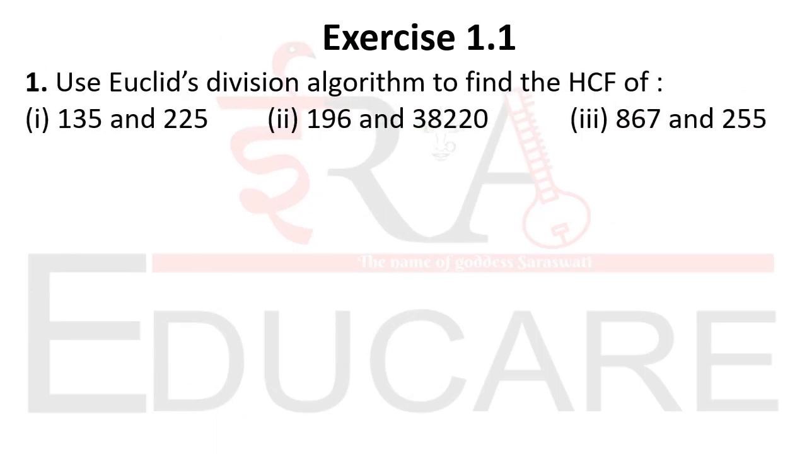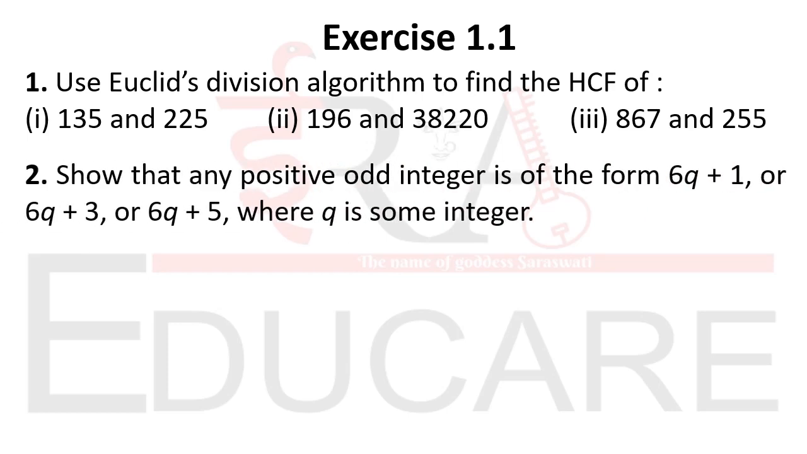Now exercise number 1.1, first question. It is the Euclid division algorithm which you already learned. So this one is to try yourself, okay? You want to find the HCF of 135 and 225, 38220 and 196, and so on, right? Other number problems are there.